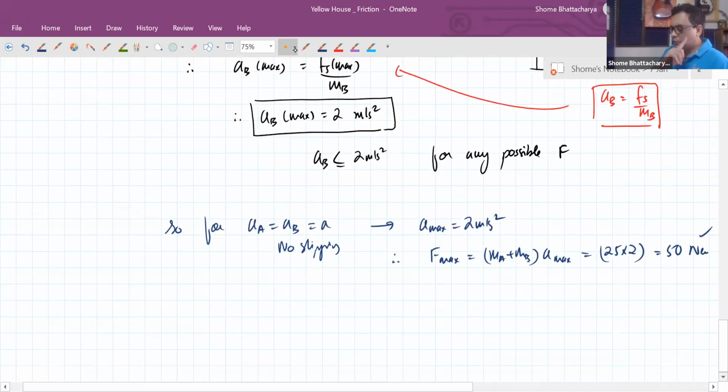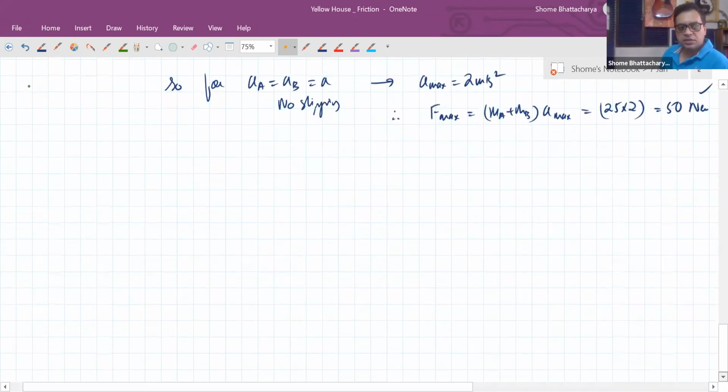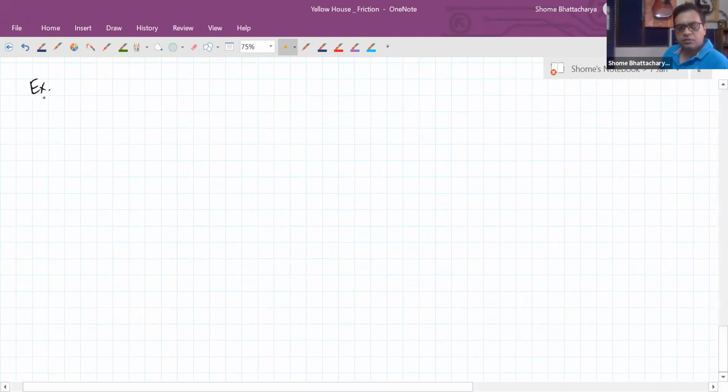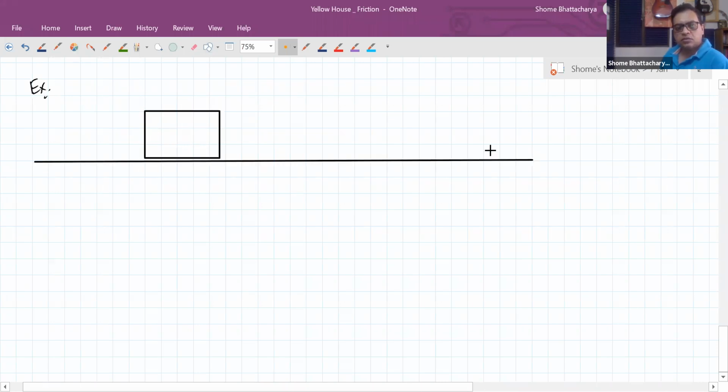Okay, so that was that question. Now next we'll discuss another very important example. So we have a block placed like this on a rough surface, initially at rest.